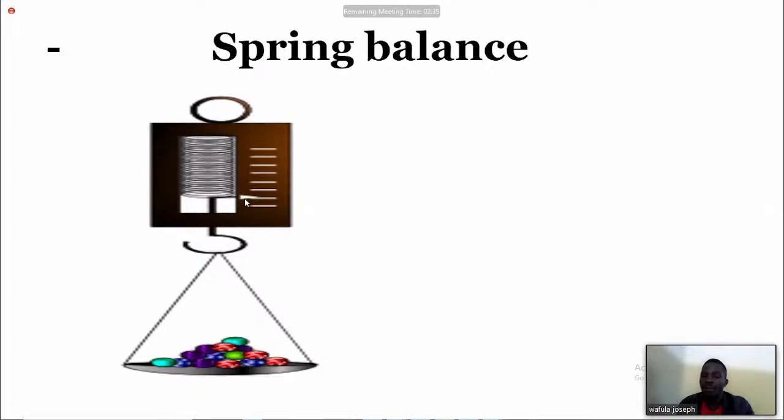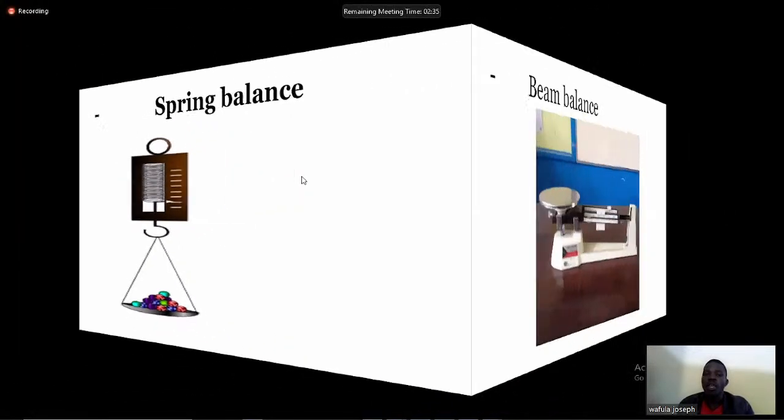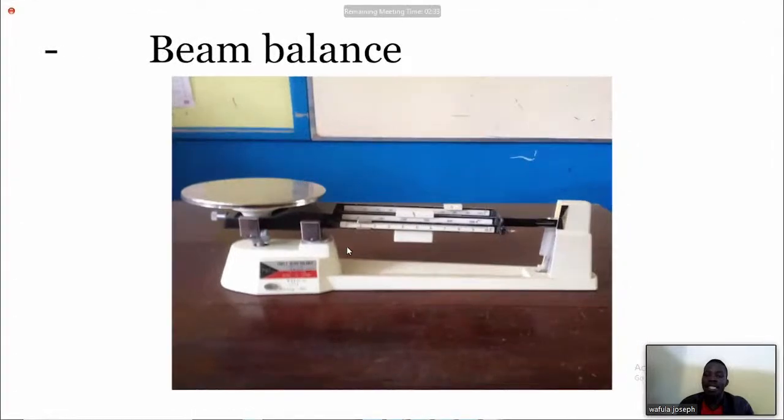We can use the spring balance, which looks like that, or we can use the beam balance. That is a beam balance, which is also used to determine the mass of an object. If you want to determine the mass of an object, you can use a beam balance. For the weight, you can use a spring balance. Whenever you see an instrument like that one, you just know their interest is to find the mass of an object.